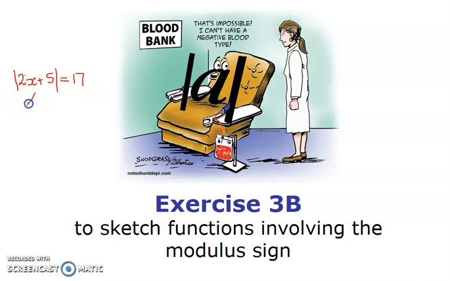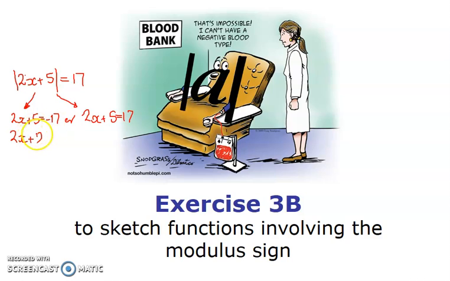So one thing you should remember is that the modulus sign could be positive or negative. So therefore we had to allow for the fact that 2x plus 5 could equal minus 17. Or it could be a second solution that 2x plus 5 is equal to 17 after all. That's the thing, you don't know what it was originally.